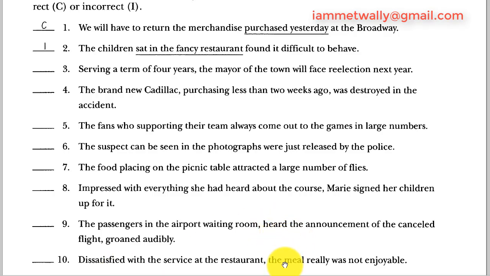I should change the subject, the meal here, to I, customer, anything that can be dissatisfied. Anything that this adjective could describe, not the meal. The meal cannot be described by the word dissatisfied. So 10 is incorrect.